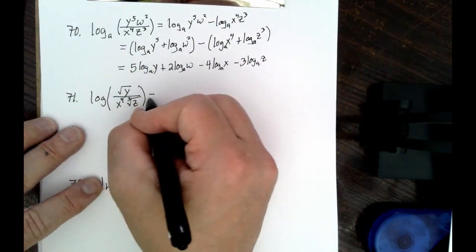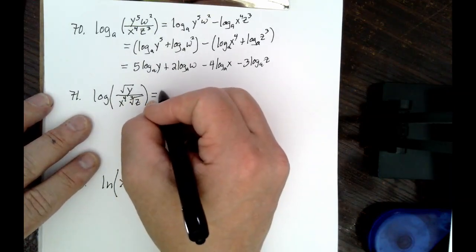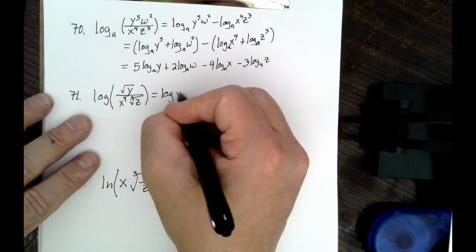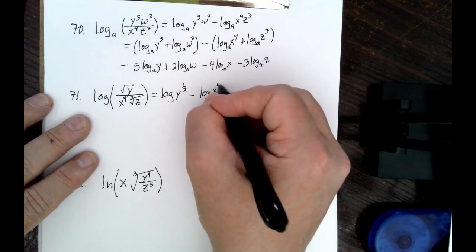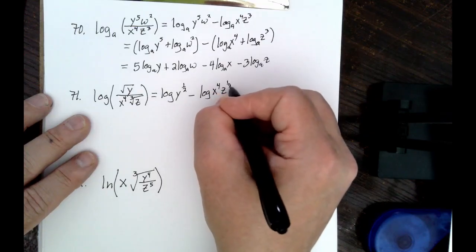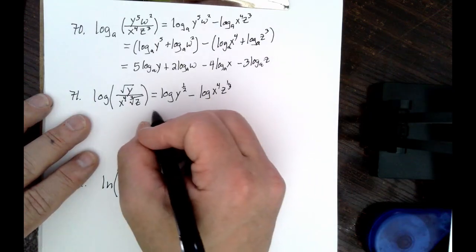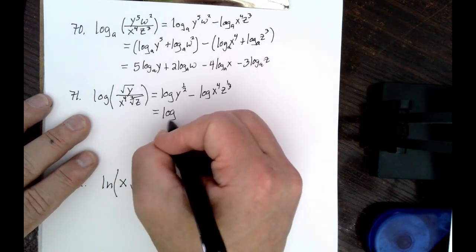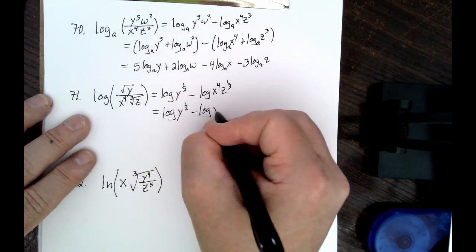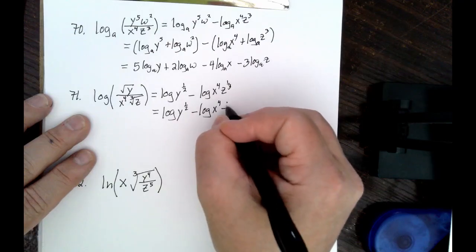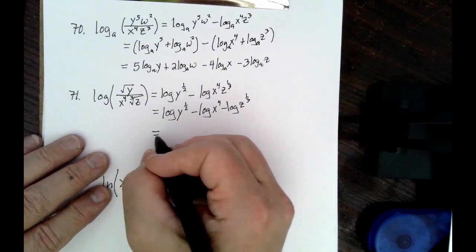Now here this breaks up into subtraction, and let's change all the roots to fractions. So you got log y to the 1/2 subtract log x to the 4th z to the 1/3. And that breaks up into addition, but you've got a negative that's going to hit each one, so it really shows up as subtraction. And now with each one you can bring the exponent out front.